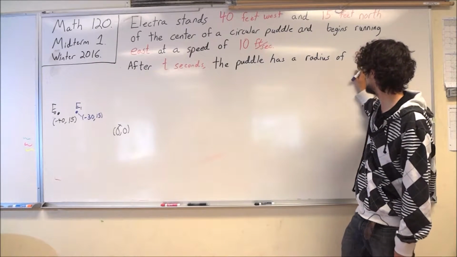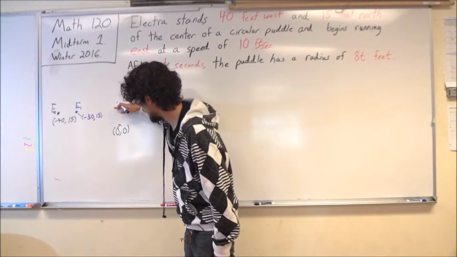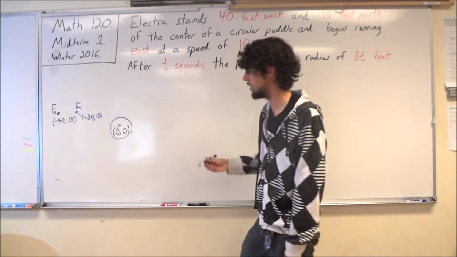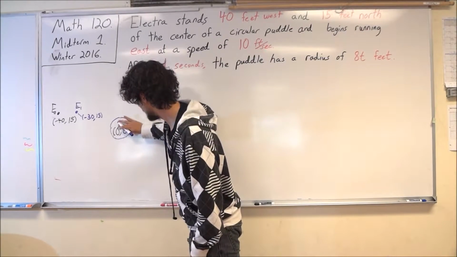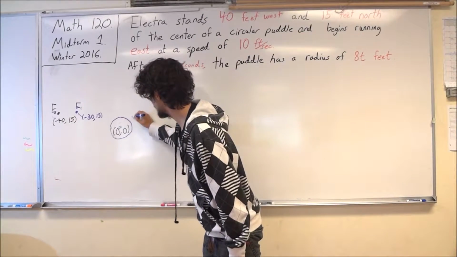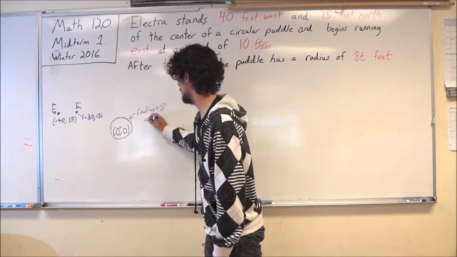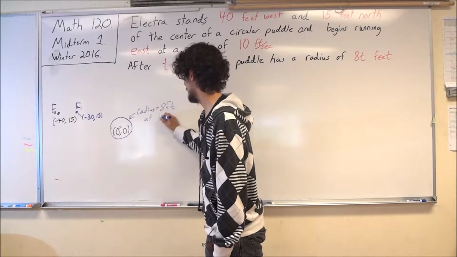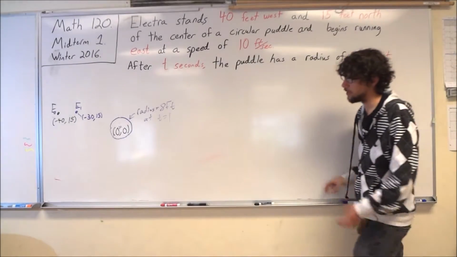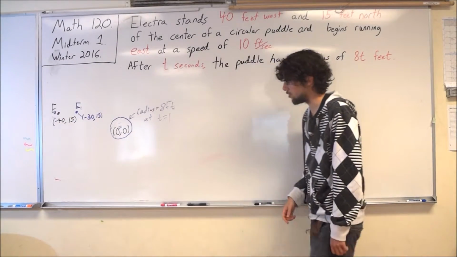And now the puddle has grown. At t equals 1, the puddle has a radius of 8 feet. It looks a little bit lopsided, but I'm imagining that this is the center of my circle. Maybe I'll move it down a little bit to make it look a little more accurate. And this has a radius of 8 feet at t equals 1. So I can imagine as this picture continues to play out, the circle is going to grow, and Electra is eventually going to cross the circle.